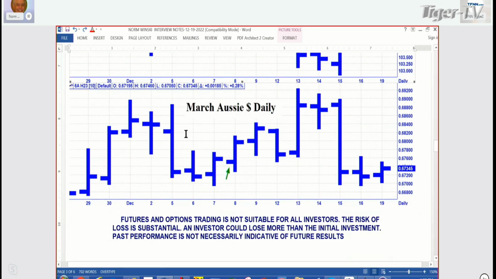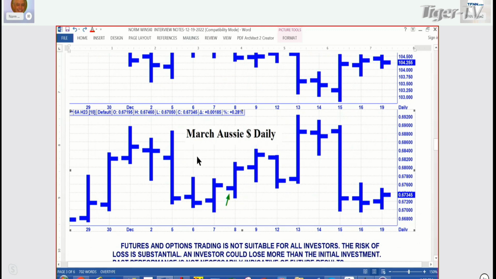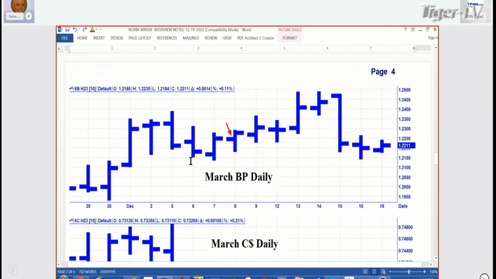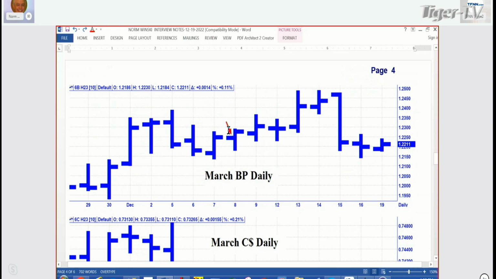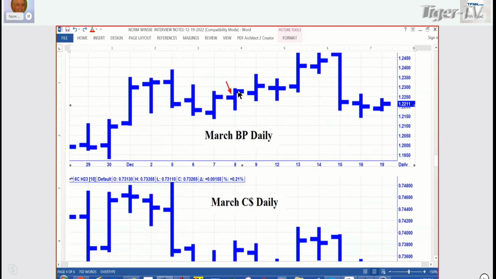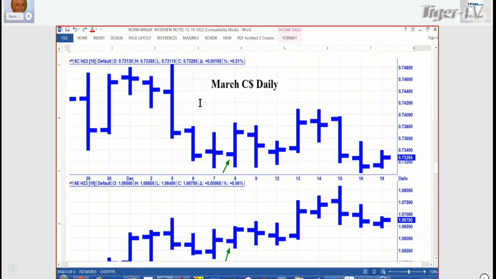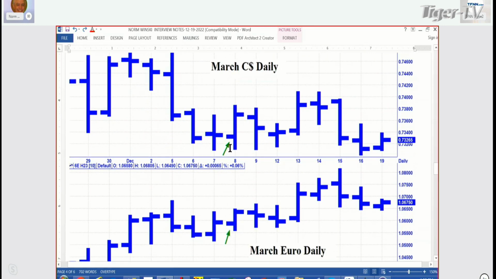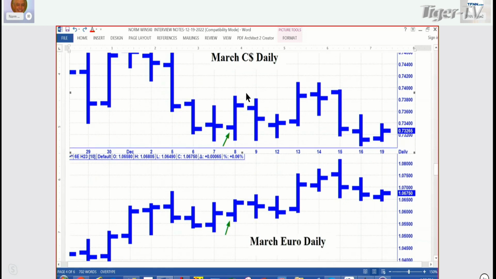Here's the Aussie dollar. There's your low bar there, just ahead of the moon. And the next morning, if you bought, you did well because it went up, up, up. And here's the British pound. If you sold there on the moon, it just kept going. So no crumpets and tea for you. That's a miss. And here's the Canadian dollar, down, down, down into the low there, and then it popped up, so you had a chance to make some money.